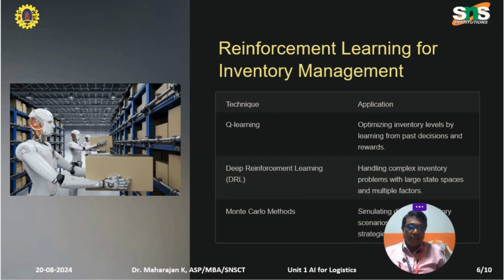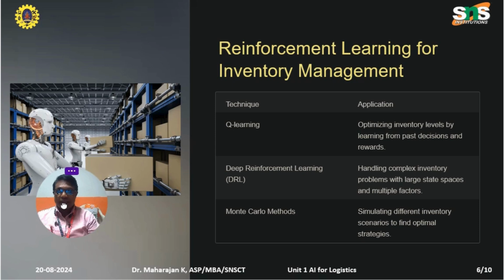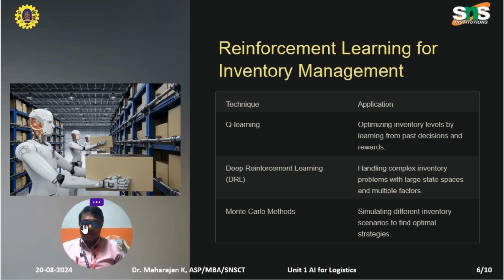Next, one more type is called reinforcement learning. Reinforcement learning is advanced, something like deep learning we call it. Again we have a technique called Q learning. We can optimize inventory levels by learning from our past behavior. Generally during some particular period, let us say festivals and other things, our inventory levels we need to adjust. So based on past behaviors we can optimize accordingly. Then deep reinforcement learning. Reinforcement means the computer learns by itself. That's called reinforcement learning.